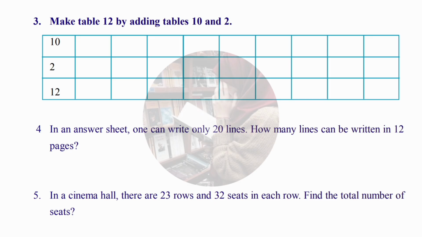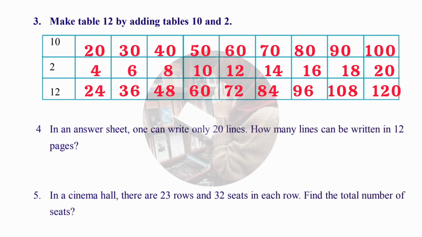First we will write the table 10. 10 1s are 10, 10 2s are 20, 10 3s are 30, 10 4s are 40, 10 5s are 50, 10 6s are 60, 10 7s are 70, 10 8s are 80, 10 9s are 90, 10 10s are 100. Then the 2 table. 2 1s are 2, 2 2s are 4, 2 3s are 6, 2 4s are 8, 2 5s are 10, 2 6s are 12, 2 7s are 14, 2 8s are 16, 2 9s are 18, 2 10s are 20. Now add both.